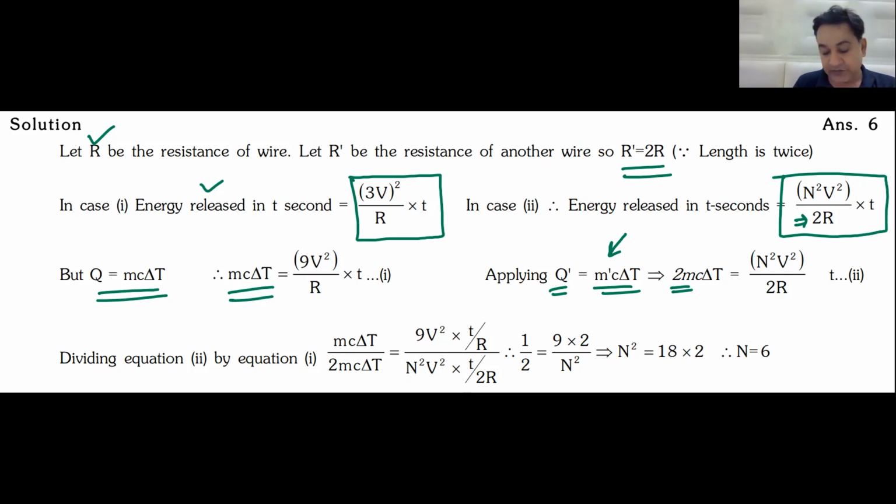So now you can divide number 1 by number 2. You will get the value of n as 6. Yes, sir. Where were you caught? In which part? I didn't take a mass is twice.